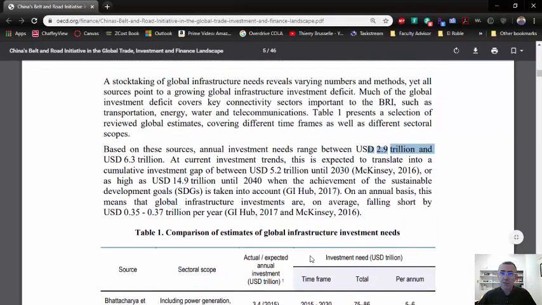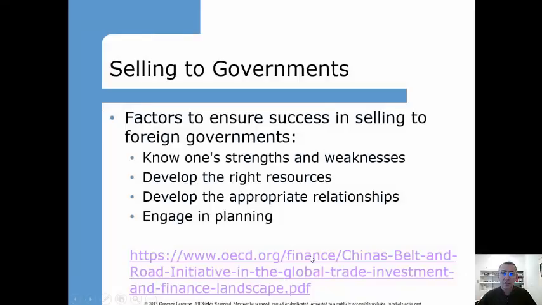I'm giving you an update. Obviously, this is not in the book, but it's something to consider as we talk about further development in infrastructure throughout the world.